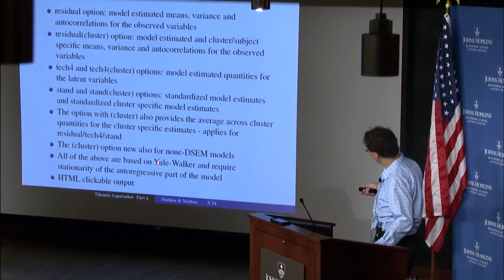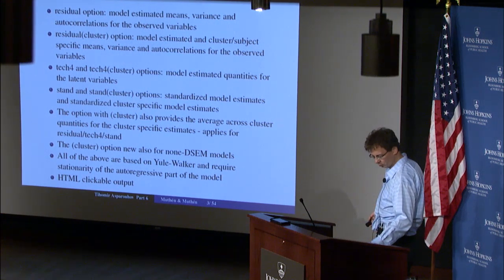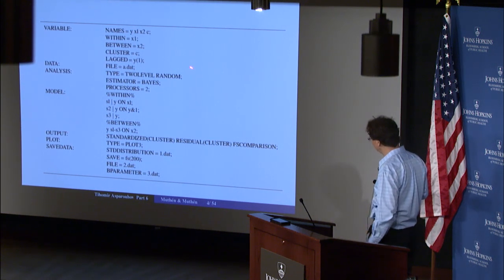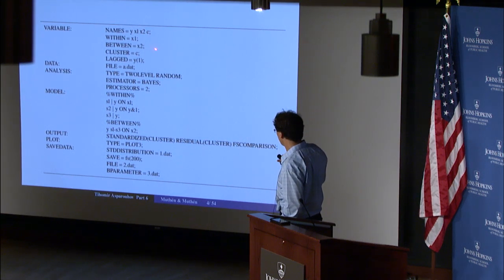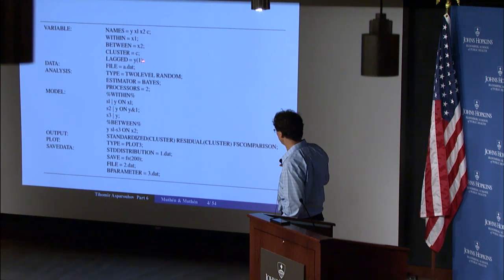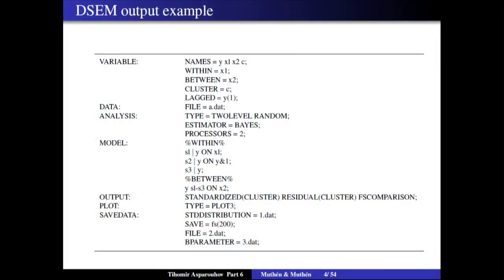Another option that we have implemented is the HTML clickable output. We'll demonstrate that as well. I'm going to start with this simple example that has some of these features. It's an AR1 example with a within-level covariate and a between-level covariate. It's specified like that, and the command here will give you the ability to have an autoregressive equation. We're going to have a random slope for this regression on the within level. So that's a within-level covariate, and a random slope for that regression.